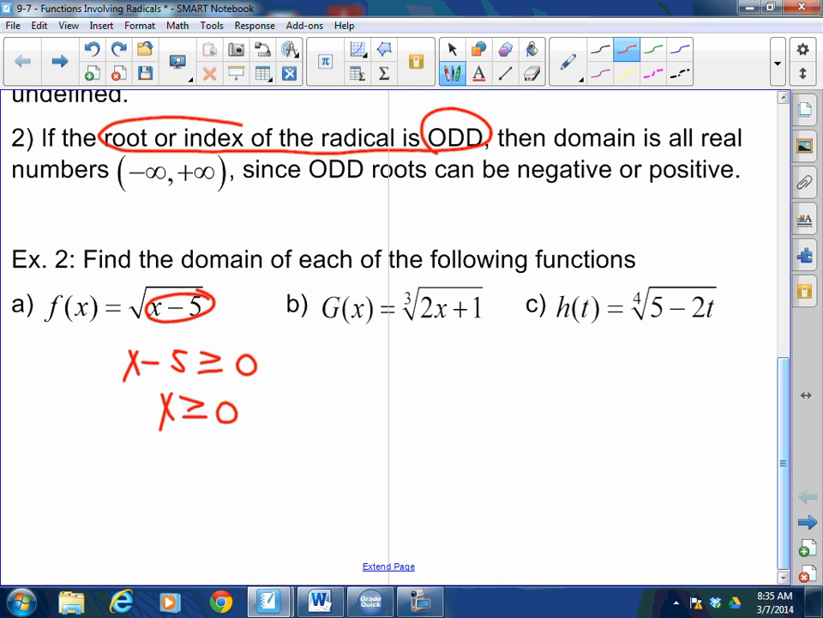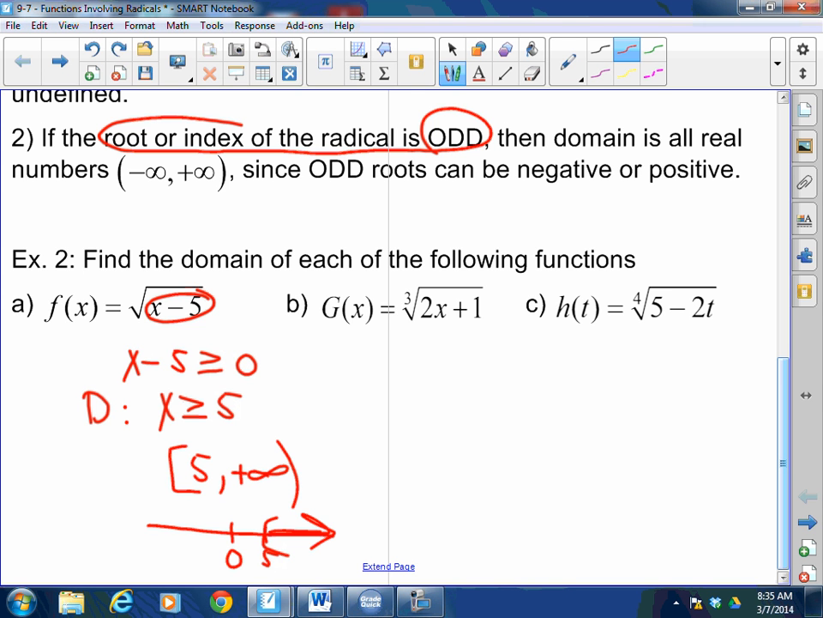What's my domain then? That could be one way of writing it, but you know I like the interval notation way. So how would I do x is greater than or equal to 5? Bracket 5, positive infinity. Done. If I told you to graph it, 0, 5, bracket to the right. Does that make sense? Okay.